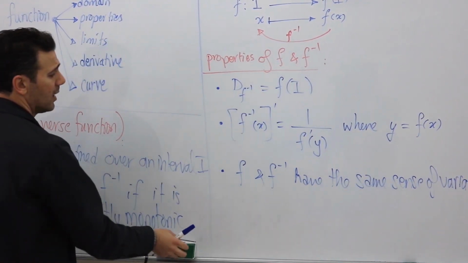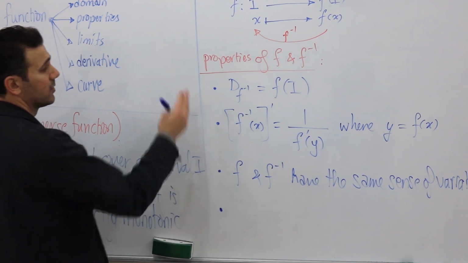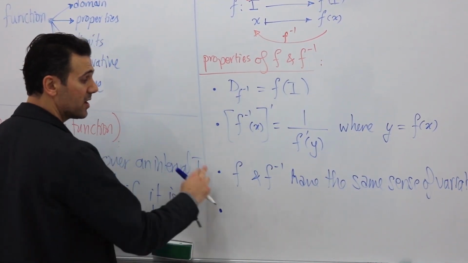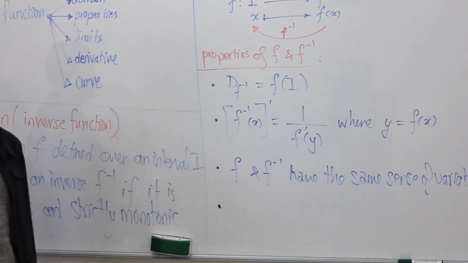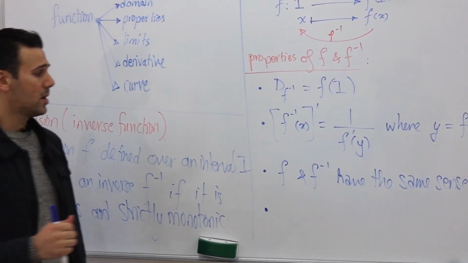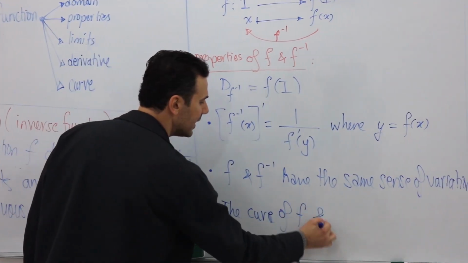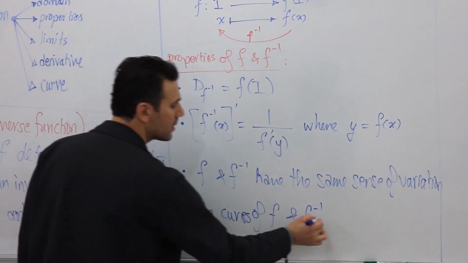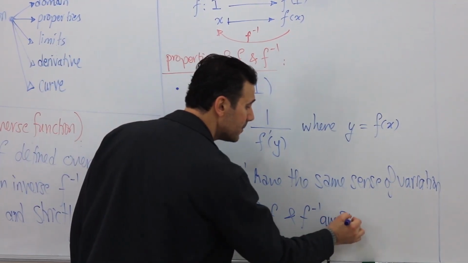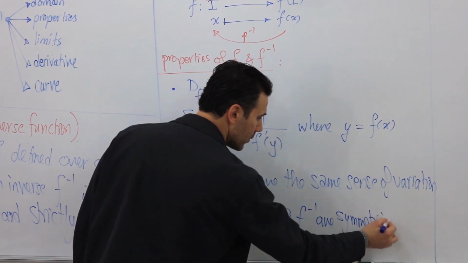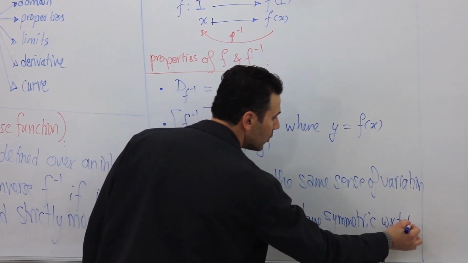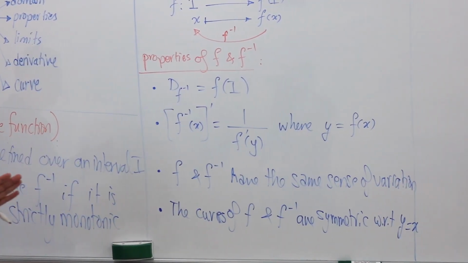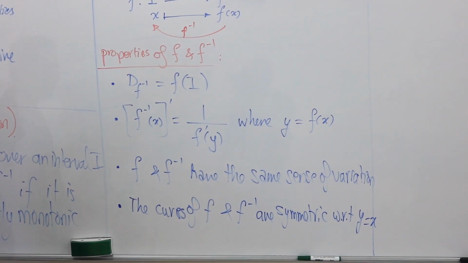The next idea or property about f and f inverse is about the curves. The curve of f and f inverse, you should know this from previous chapters. The curves of f and f inverse are symmetric with respect to y equal x, which is the first bisector known. Their curves will be symmetric with respect to y equal x.